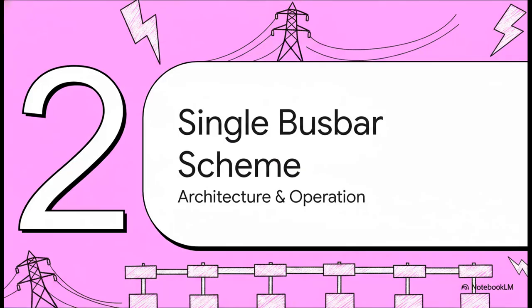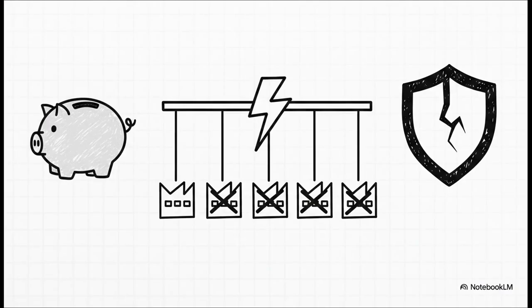Which brings us to the baseline. Part 2, the single busbar scheme. This scheme brilliantly illustrates the ultimate rule of engineering trade-offs. The single busbar scheme is exactly what it sounds like. You have one common main bus serving all your incomers, feeders, and transformer circuits. The incredibly simple design saves a tremendous amount of money and space. Your protection zones are super straightforward, and you just need fewer panels overall.